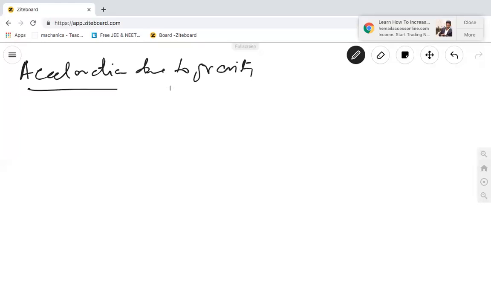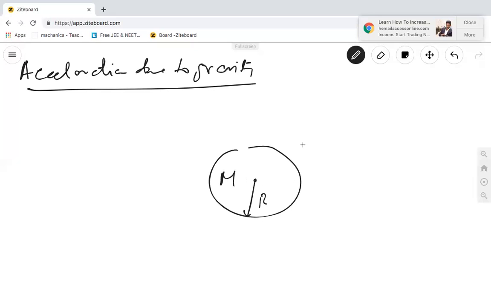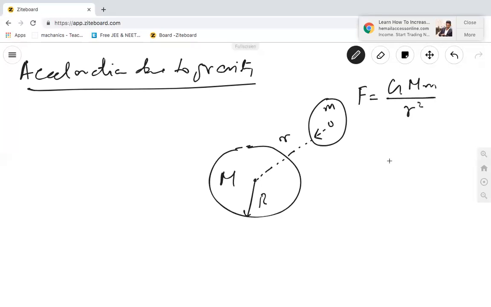Now see, it is Earth with radius r and mass capital M. Here is an object of small mass m. And how much distant it is from the center. Can you tell me how much force is on this little mass? F equals G capital M lowercase m all over r squared. Yes, this is the force on this little mass.